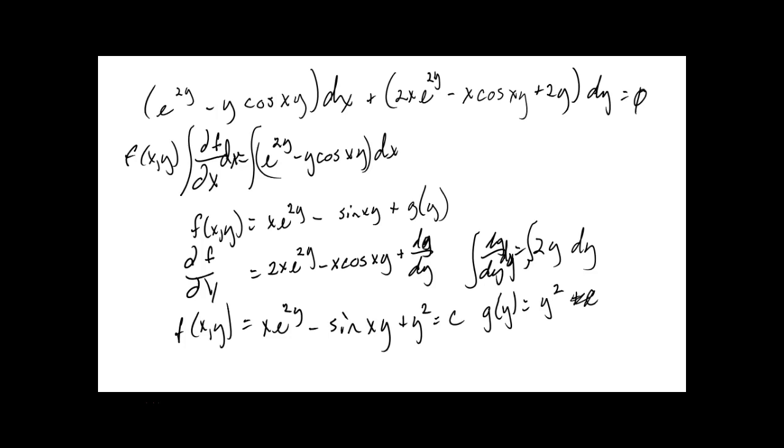And what solution did they get? X e to the 2y minus sine xy plus y squared, and then they put the plus c on the same side and it equals 0. I don't care which side you put it on. They wrote it plus c equals 0. It doesn't matter which way you do it.